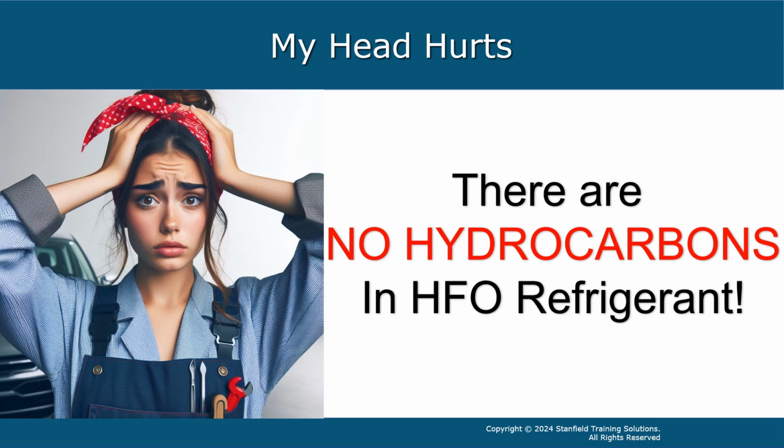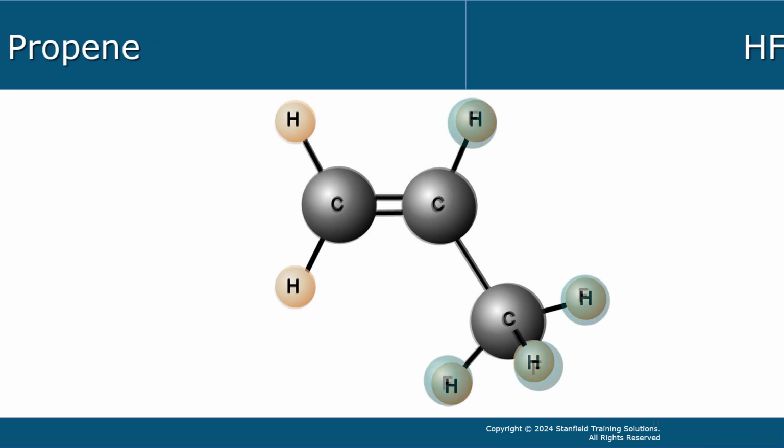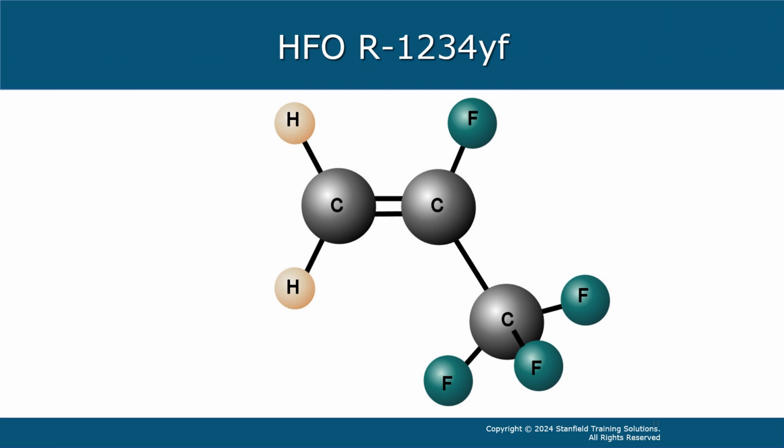The same can be said for common refrigerants such as R22 or 410A. HFO refrigerants are made by taking an olefin and replacing some of the hydrogen atoms with fluorine atoms while leaving at least one hydrogen atom. For example, the olefin propene becomes the HFO 1234yf by replacing four hydrogen atoms with fluorine atoms.